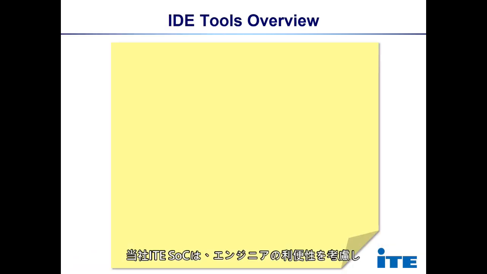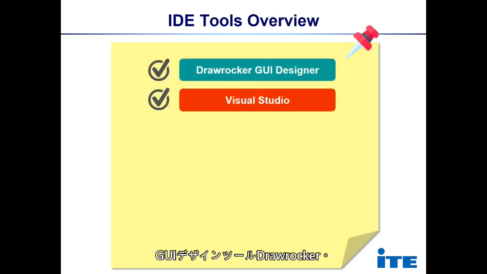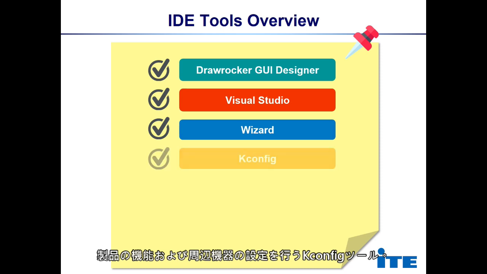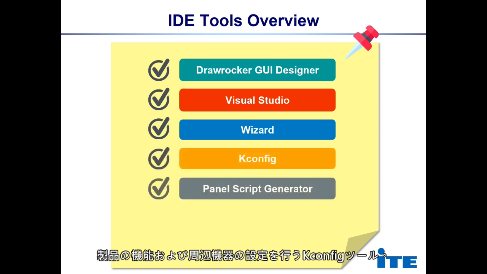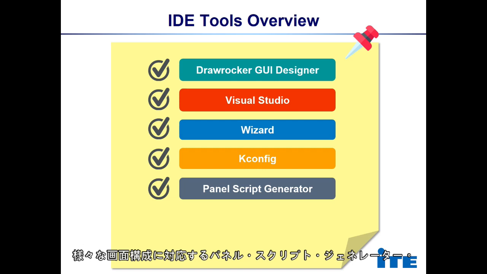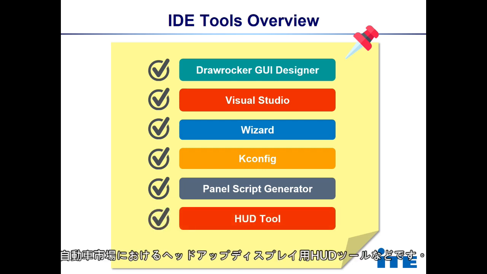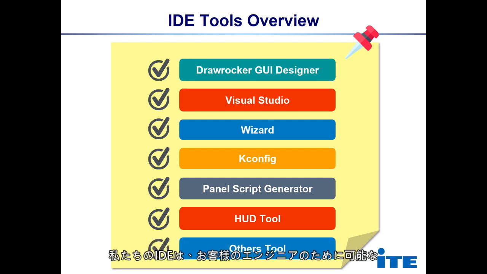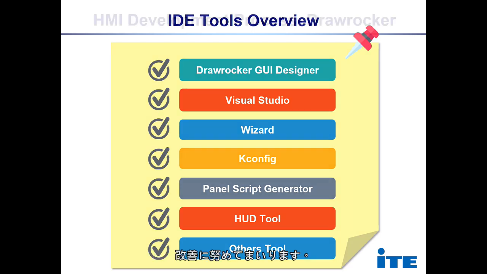For the convenience of engineers to develop and use, we also prepare a lot of development tools for you, such as Draw Rocker GUI Design Tool, Integrated Visual Studio for programming and simulation, Wizard for creating new projects, Kconfig for system configuration, Panel Script Generator for various panel modifications, HUD tool for head-up display in automotive market and other tools. Our goal is to let engineers enable all functions automatically by using our IDE. Even though our IDE is quite complete now, we will continue to improve it step by step.